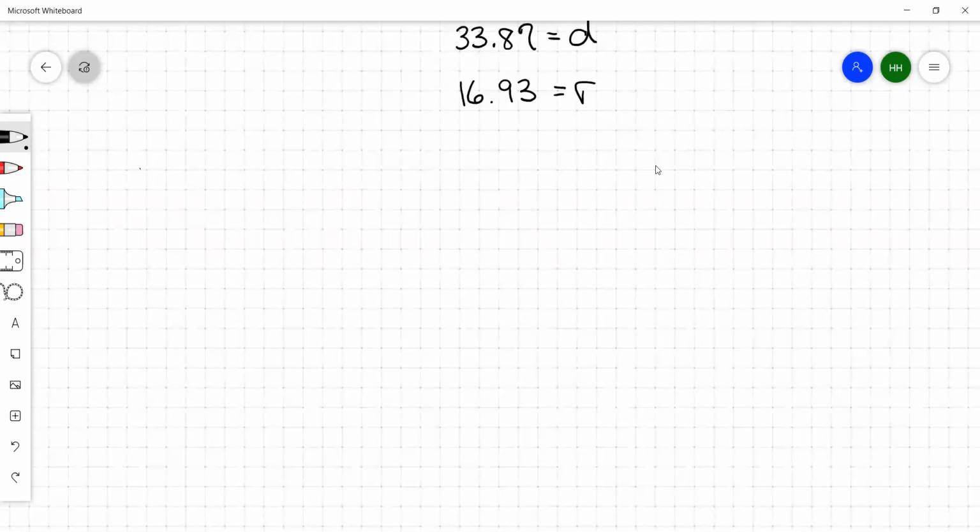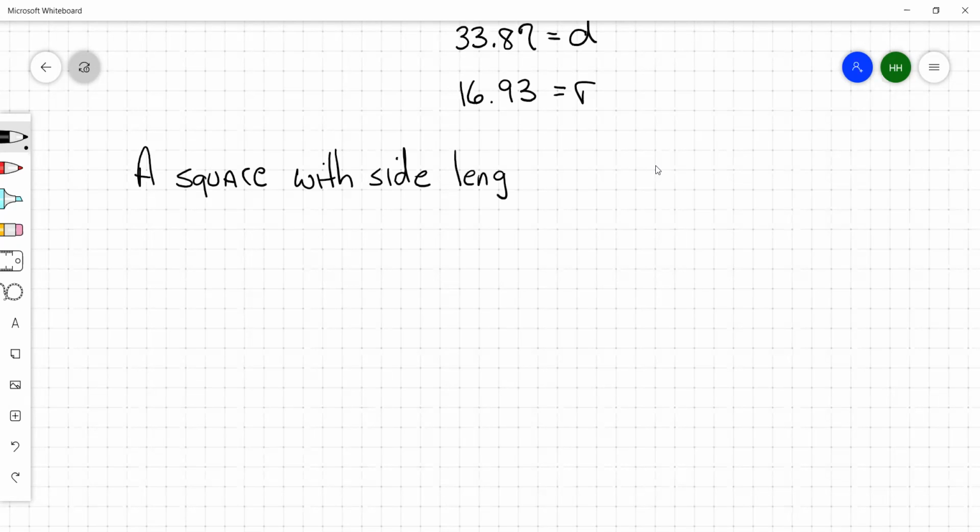A square with side length 9 is inscribed in circle J. Find the exact circumference.